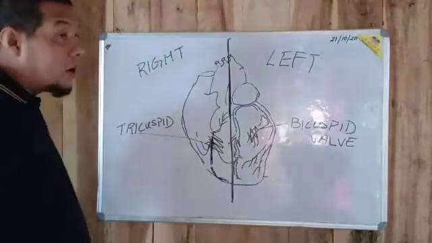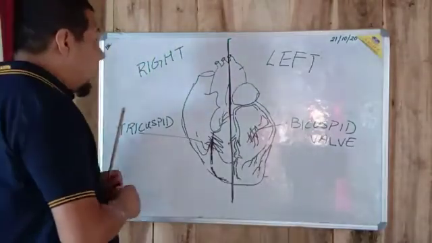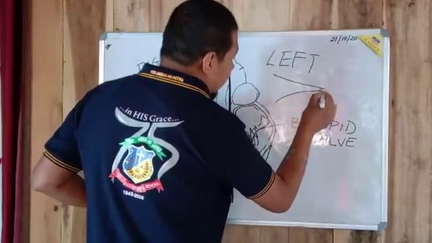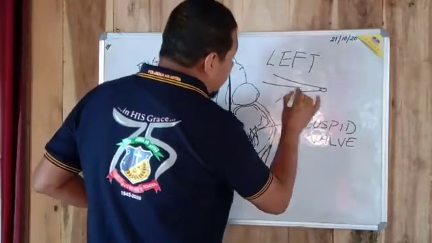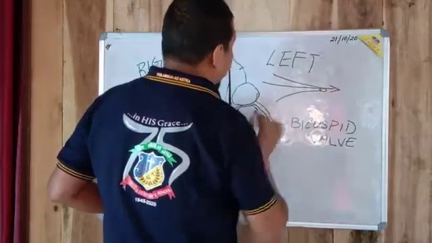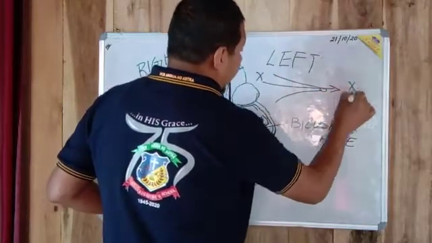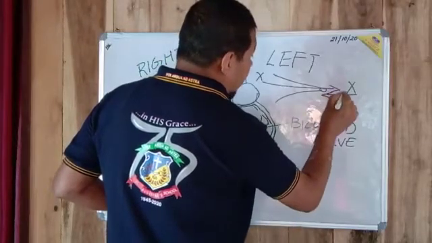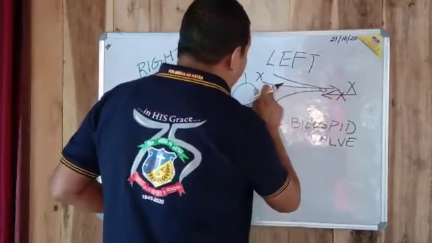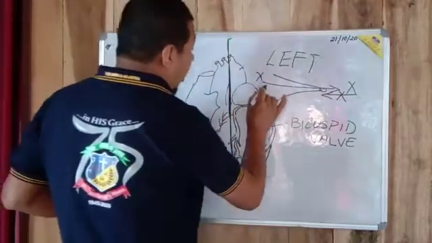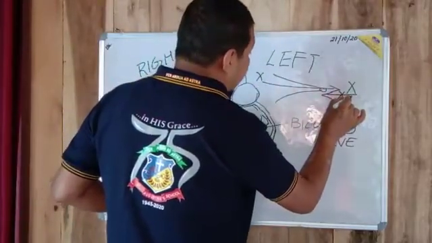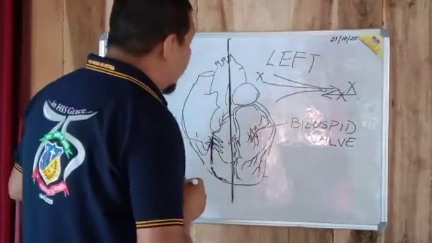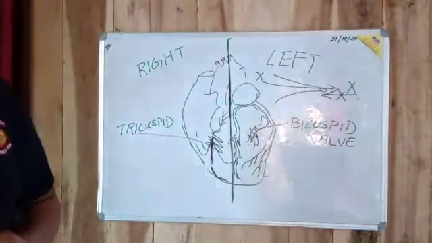Now, what is the function of the valve? Valves are something like this, which allow the blood to go to the next chamber. From this chamber to this chamber the blood is allowed to flow, but it does not allow the blood to flow back to the original chamber. That means from the auricle it is allowed to go to the ventricle, but from the ventricle it is not allowed to come back to the auricle. So that is what is known as the valve.